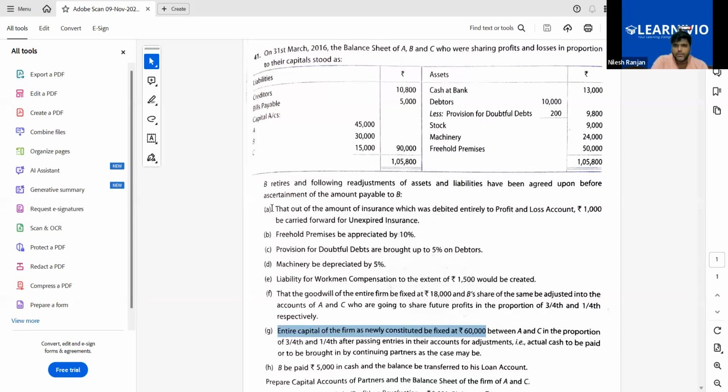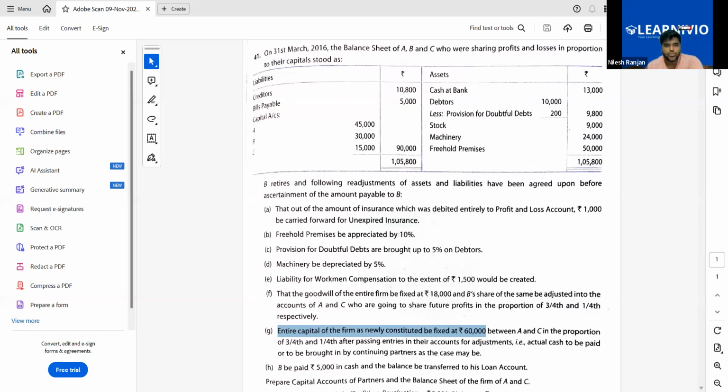Okay, so we have completed point number G, H also. First point was for revaluation, second for revaluation, third for revaluation, fourth and fifth for revaluation. Sixth was for goodwill, which we have completed. Seventh, point number G, was for adjustment of capital and cash to be paid or brought. B to be paid 5,000. Point number H, I have completed. So now nothing is left. Now only the balance sheet part is left.